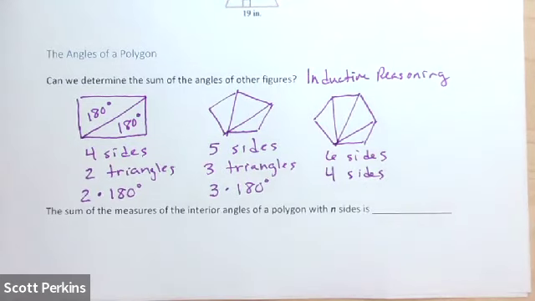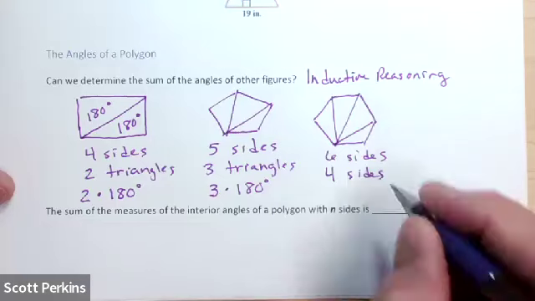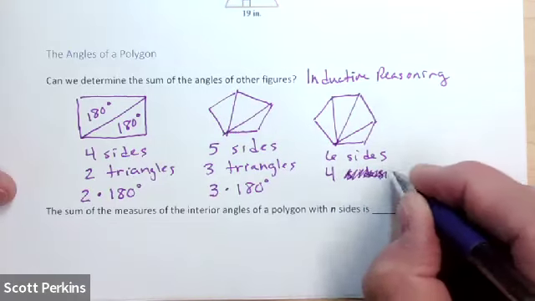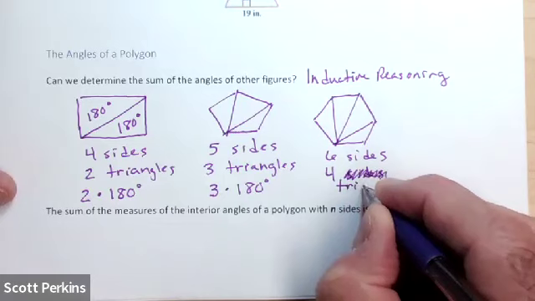And so if I asked you how many degrees are in that hexagon, then you would say, well, since, oops, that's not the word sides, that should be triangles. I was doing so good too.